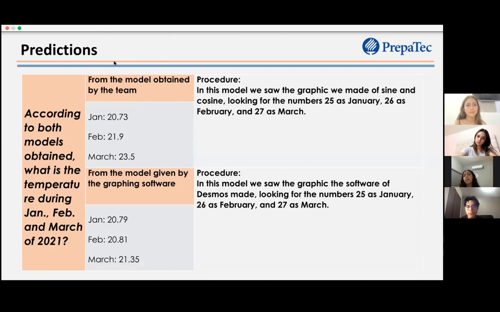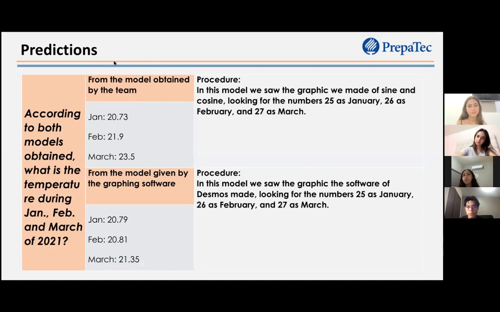And the last part is the predictions. According to both models, we decided to figure out what the temperature was during January, February, and March of 2021. For the model obtained by the team, we saw the graph we made of sine and cosine and looked for the number 25 as January, 26 as February, and 27 as March. And we got in January 20.73, February 21.9, and March 23.5.